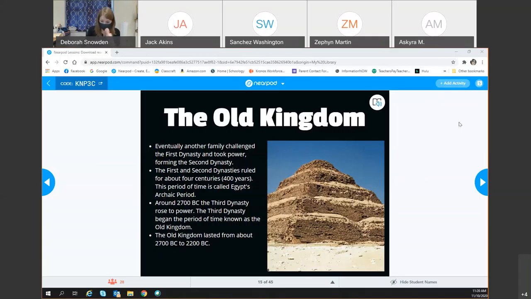You look to the right side of your screen, you will see a very early form of the pyramid. This is called a step pyramid, one of the earlier versions of the pyramids that you would probably be more familiar with. Anyone know what the purpose of a pyramid is? Jackson? They are tombs. Yes, very good. Pharaohs were buried in the pyramids, which were tombs.